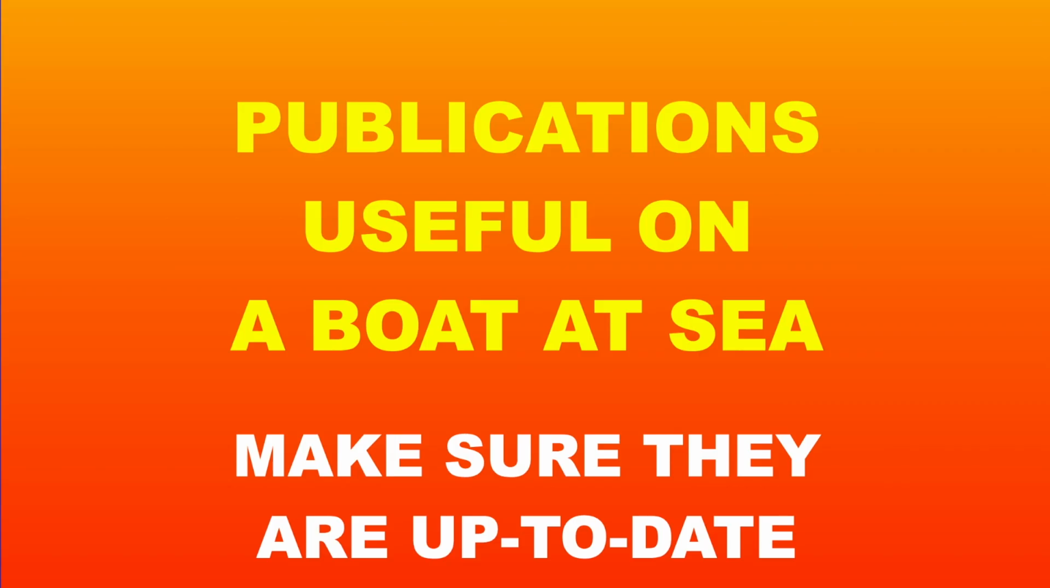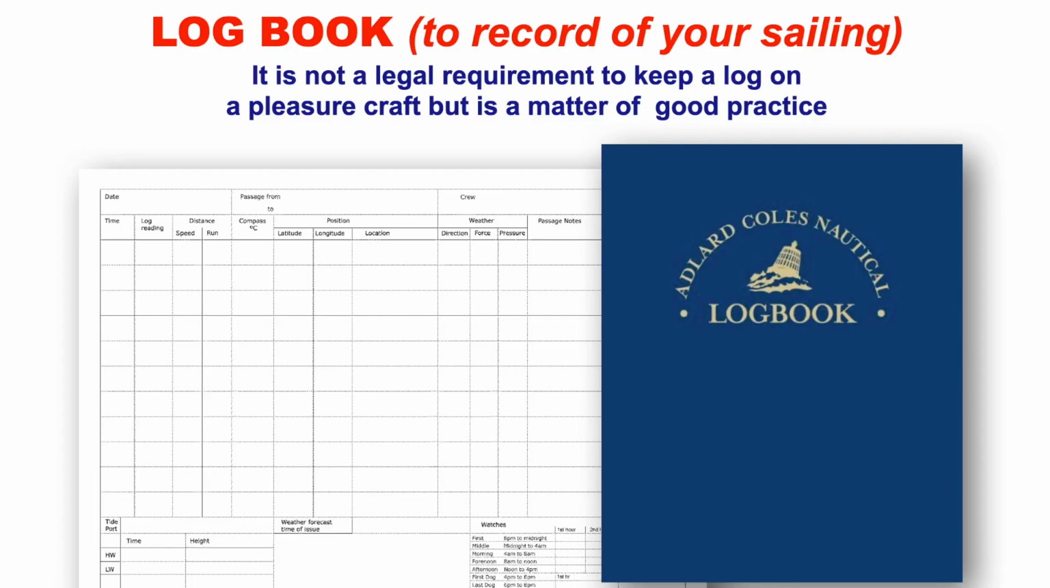Nautical publications. So these are publications that are useful on a boat at sea. So a logbook, really important to put information in about your time, how far the boat's gone, the speed, the compass course, your position, your location, people on board, and what you're doing and what you're up to. So you've got information on there.